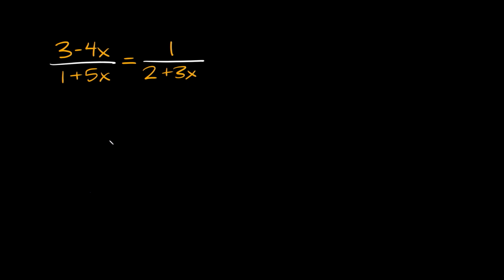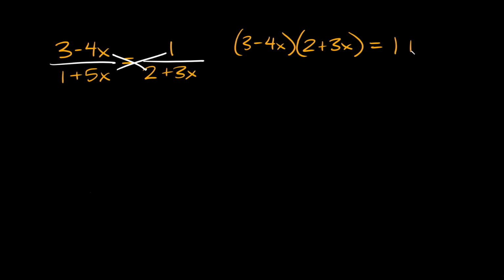All right, but again, we always start at the same spot, just cross multiplying. All right, so let's multiply this first cross right here. So we have 3 minus 4x, right? 3 minus 4x times this guy down here, 2 plus 3x. So 2 plus 3x, and we're going to set that equal to the other cross, so 1 plus 5x times 1. And anything times 1 is just itself, right? So this is just going to be equal to 1 plus 5x.